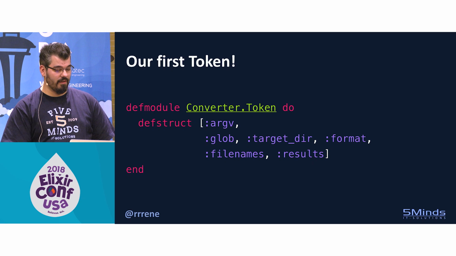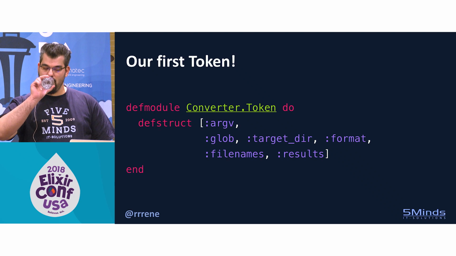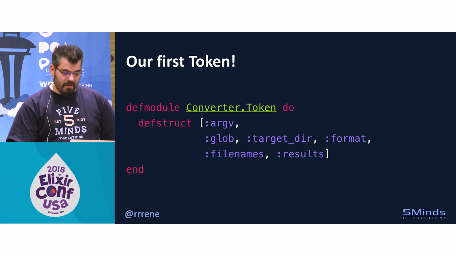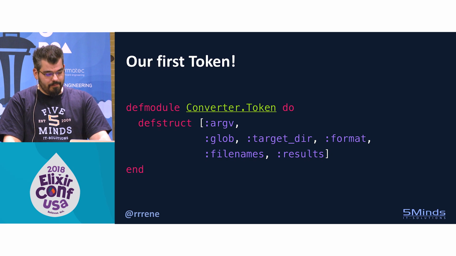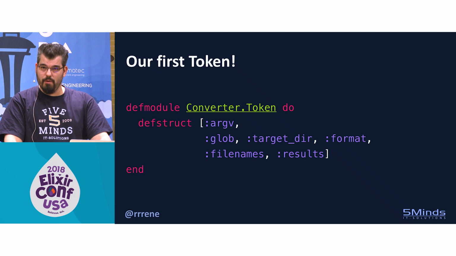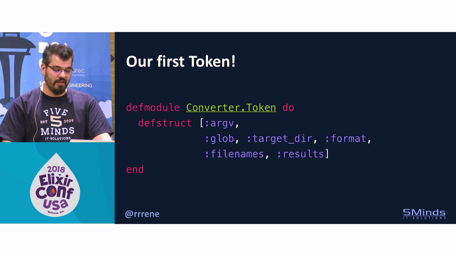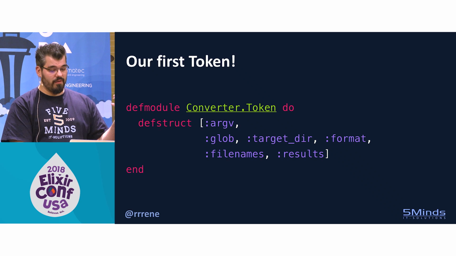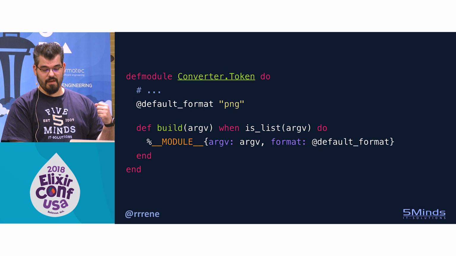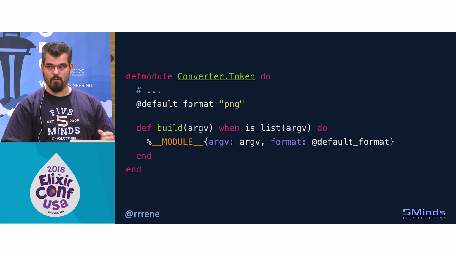So here we have it, our first token. The fields on this one are the arguments supplied via the command line, the file glob, target directory, and the image format, as well as the file names to convert and the map for the results. So this token will have all the information needed to fulfill our business case. This is Token API 101.